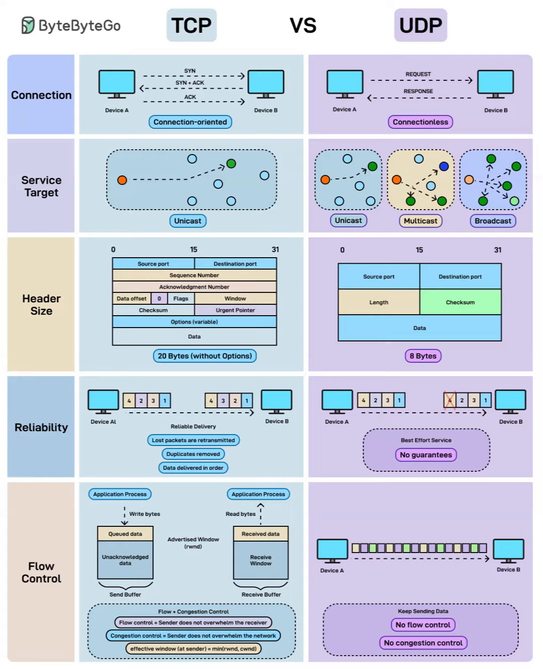TCP is connection-oriented. Before data flows, there's a three-way handshake to establish a session, synchronize sequence numbers, and agree on options. That setup lets TCP deliver bytes in order, detect loss, retransmit missing segments, and remove duplicates.